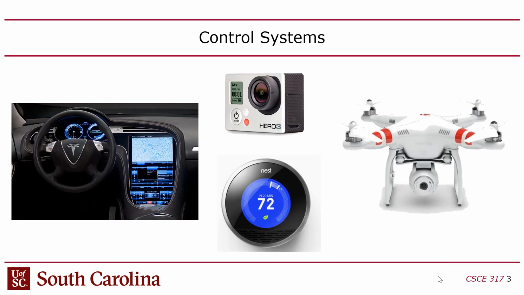But control systems, as you probably imagine, they're everywhere. So like a self-driving car, obviously drives itself. Cameras control the focusing system and the aperture. A thermostat is a very simple type of controller, and then of course the drone. These are examples I showed from the first lecture.